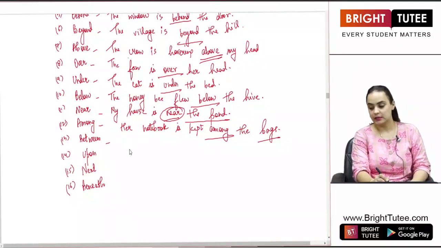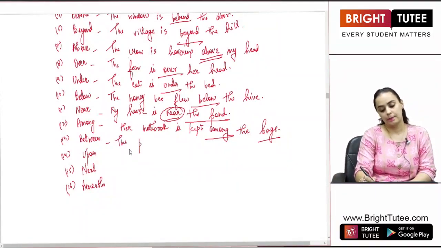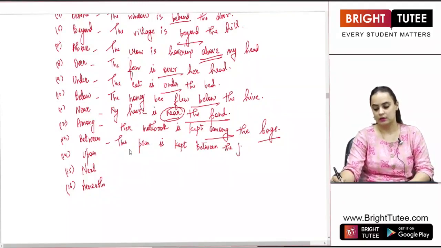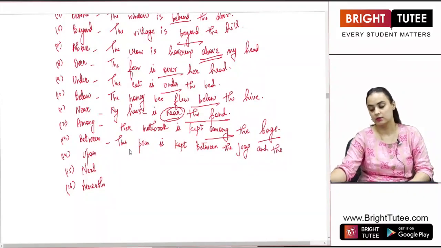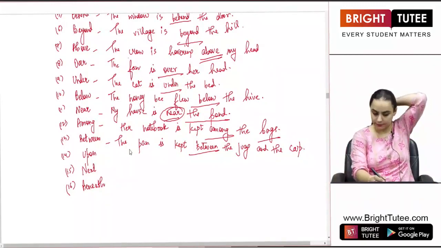And similarly, if I talk about between, the pan is kept between the jug and the cup. So where is the pan? Between the jug and the cup.